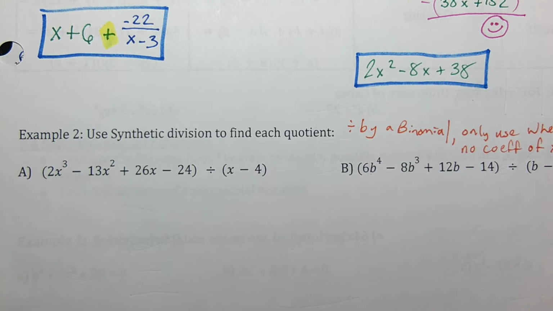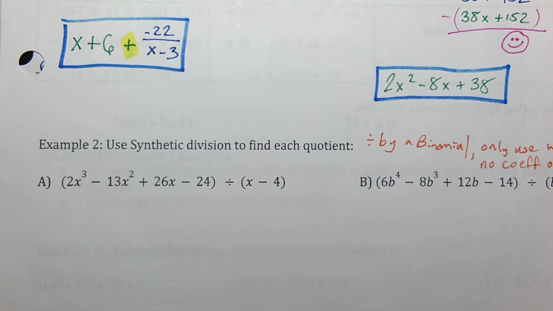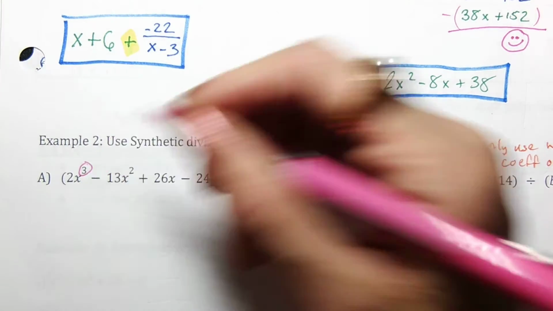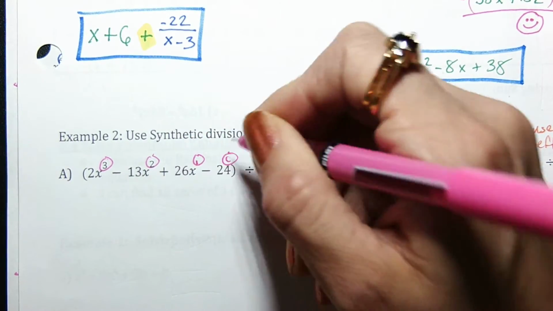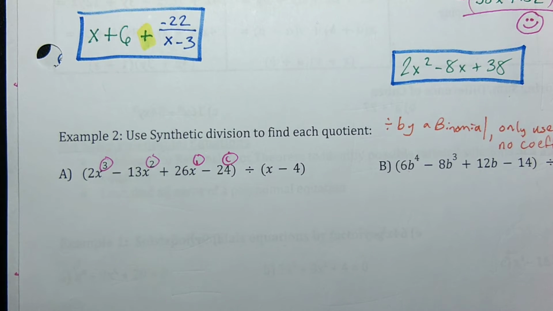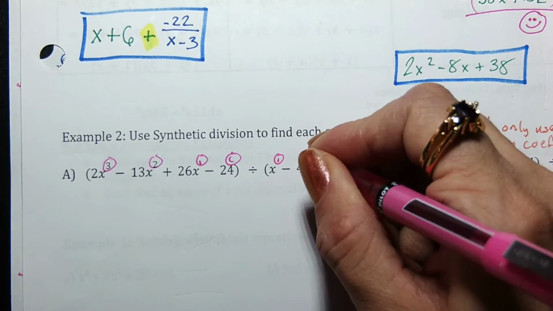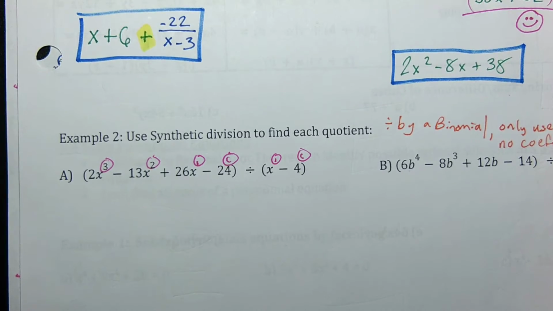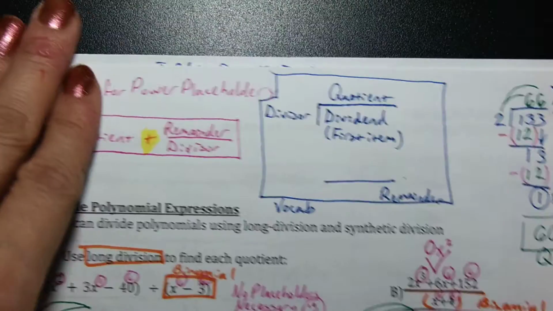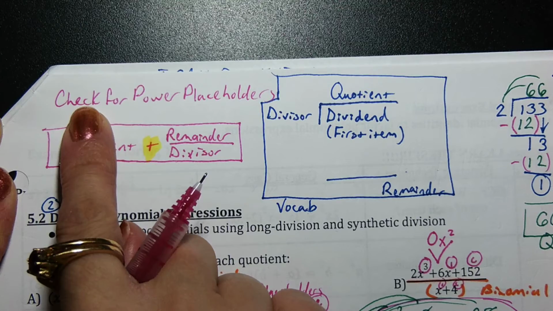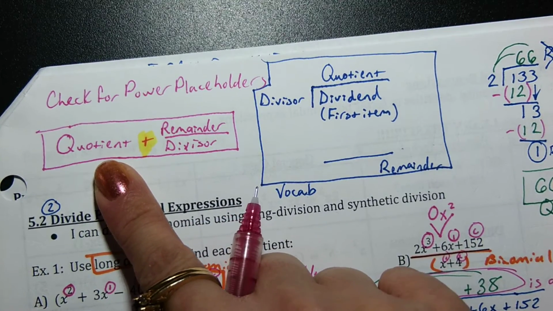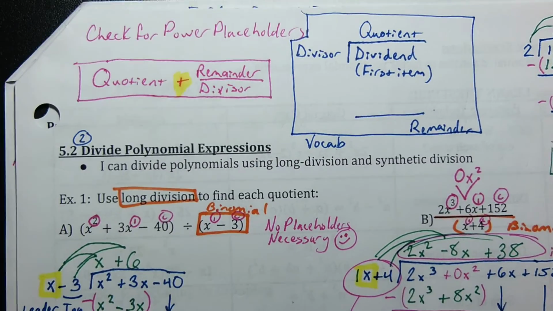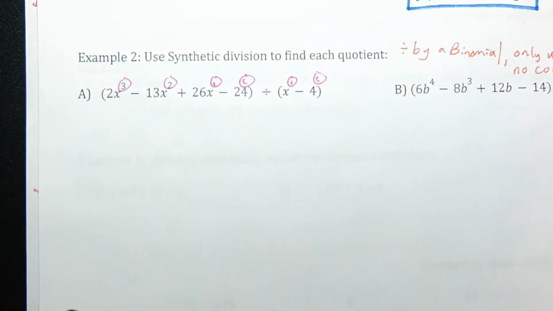So here's how we'll begin. First, we will need to check for power placeholders just like we did yesterday. So 3, 2, 1, constant. Any placeholders necessary? Nope. Then I go 1, constant. No placeholders necessary there either. So folks, that first step, checking for power placeholders, is the same whether you are doing long division or synthetic division, and also the format for our answer, quotient plus the remainder over the divisor, will be the same for these two methods as well.